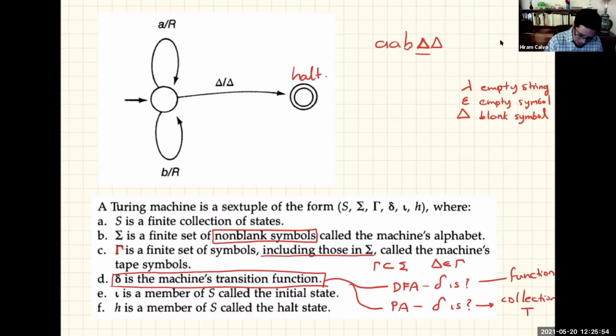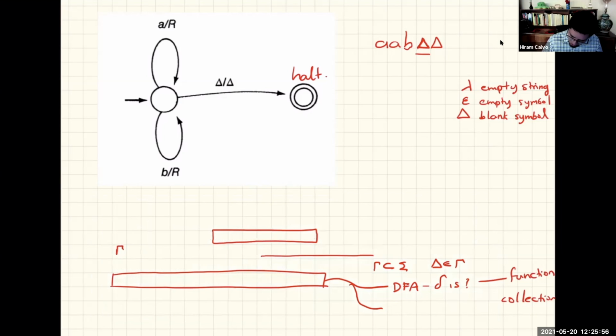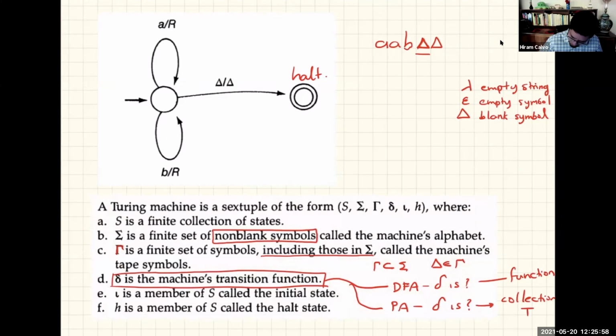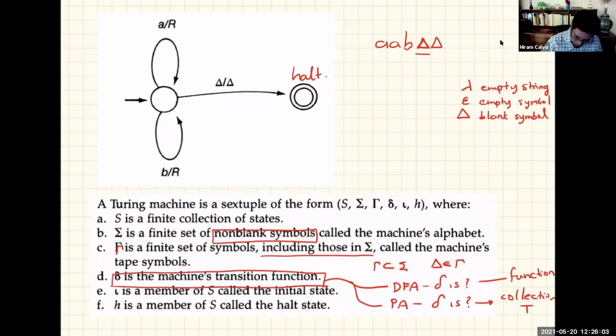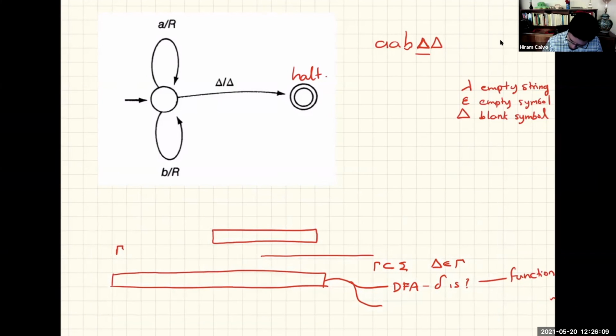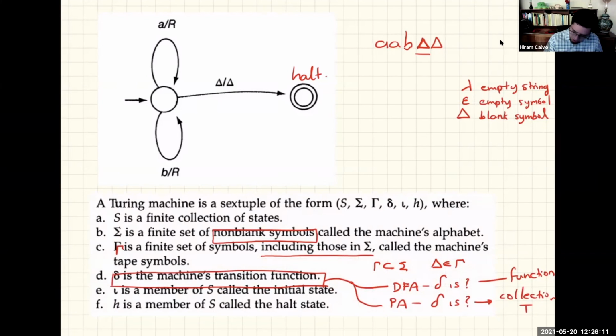And okay, let me add another question. Oh. No, this is not working. No, it's not working. Let me add another question to this.